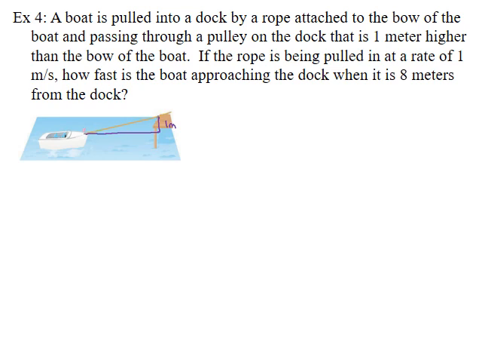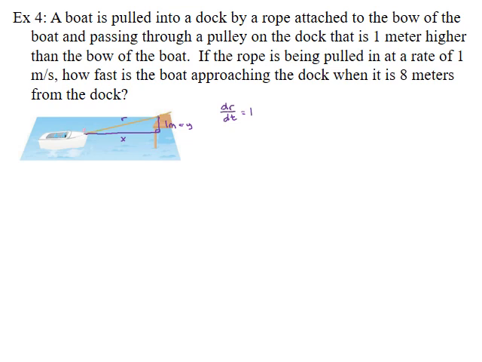We'll label that. If the rope is being pulled in at a rate of 1 meter per second, now you'll see that this actually forms a right triangle. So what I'm going to do is call this x, y, and r to form my right triangle, just so I have something to label here. So if the rope is being pulled in, the rope is our r value, that means that dr/dt is going to equal 1.